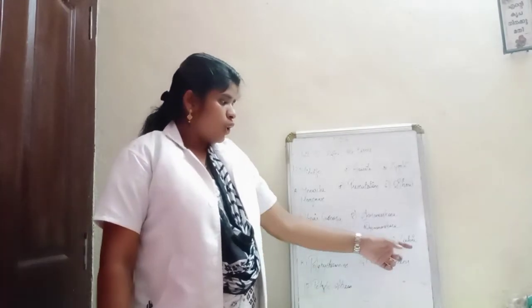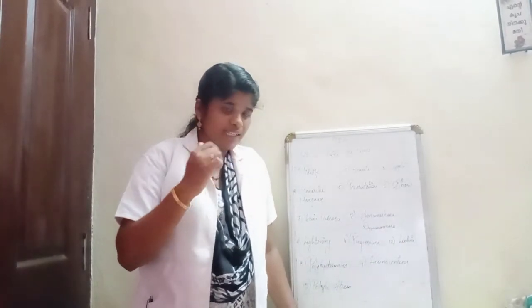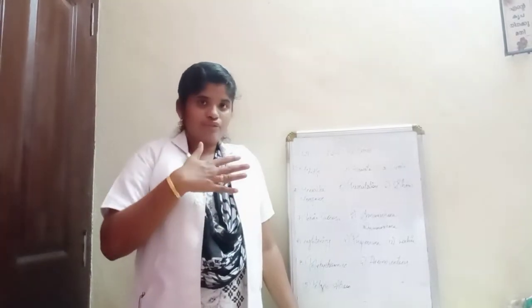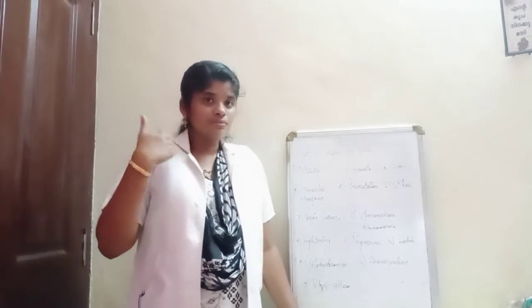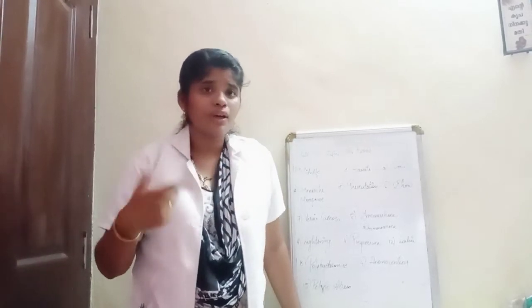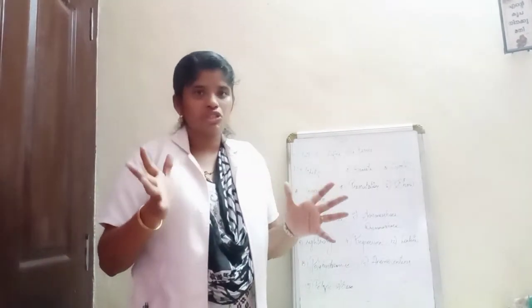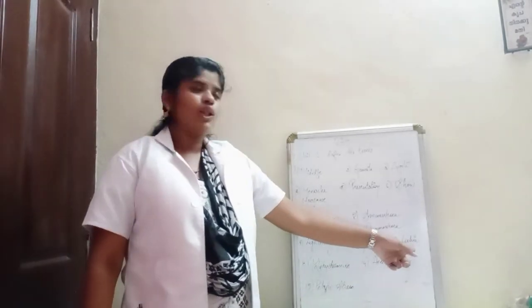Lochia. Lochia is the vaginal discharge after giving birth. For 9 months there is no menstrual cycle. So after the birth, the discharge coming from the vagina contains blood, mucus and uterine tissue, that is endometrium. That is known as lochia.